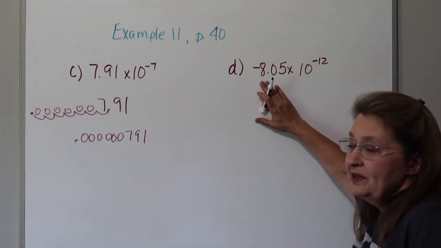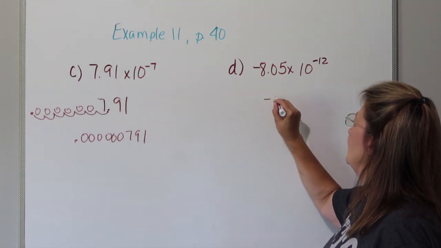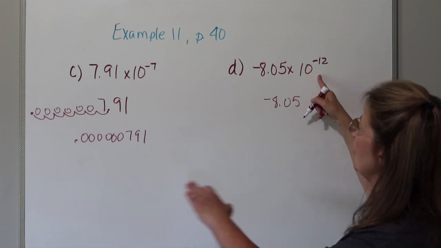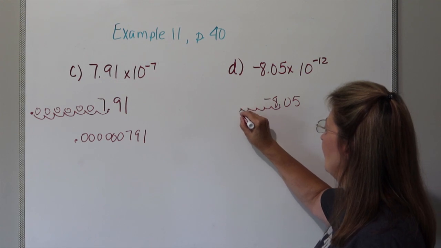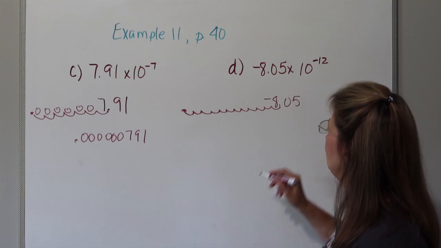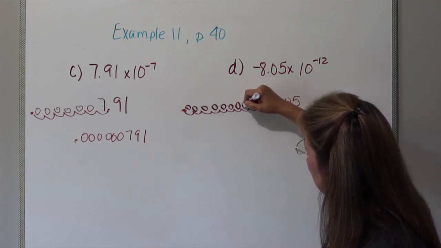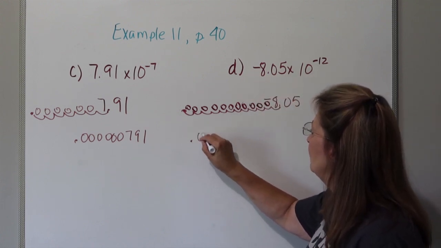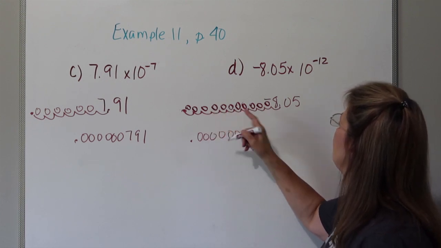Example D says -8.05 times 10 to the -12. And once again, just because this number is negative, it doesn't mean anything. So we're going to start with -8.05, and we're going to move the decimal to the left 12 spaces. 1, 2, 3, 4, 5, 6, 7, 8, 9, 10, 11, 12. There's my new decimal. And I would have to go back and put zeros for each place. So that's going to give me a new number of, let's see, 4, 5, 6, 1, 2.